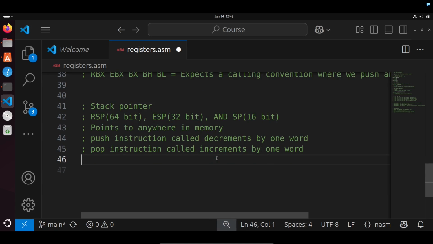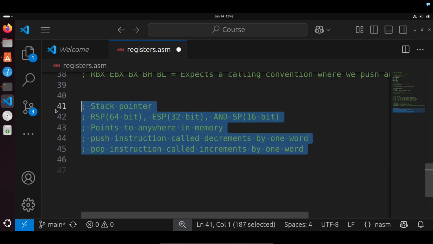Now, I know you're probably really confused. What is the stack? What is this? Don't worry, because this is an explanation of the registers, okay? We're going to get to this eventually, where there'll be an entire lecture explaining these stack pointers in detail. But before I can do that, you have to understand about the stack, okay?